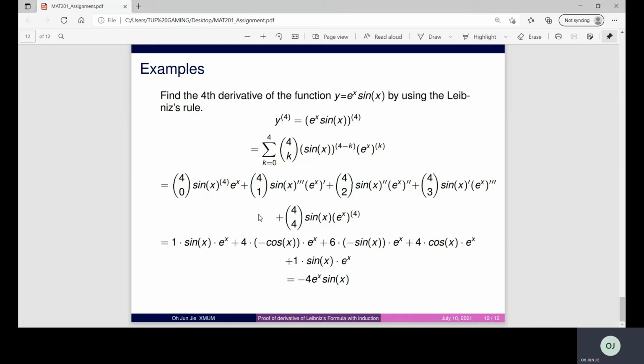And then e to the power of x, derivative how many times, is also e to the power of x. So for computation, we can get this answer: negative 4 times e to the power of x times sine x.